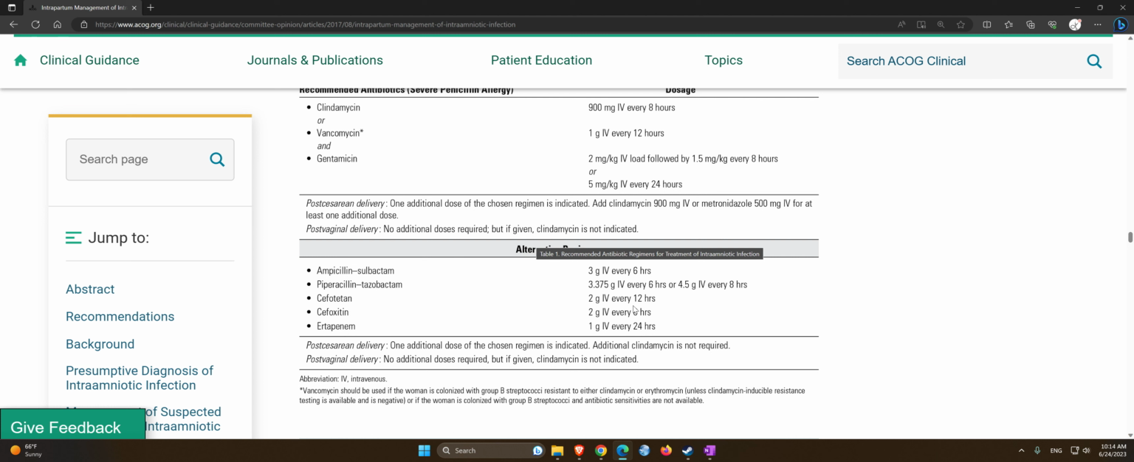Ceftazidime 2 gram IV every 12. Cefoxitin 2 gram IV every 8. Ertapenem 1 gram IV every 24.